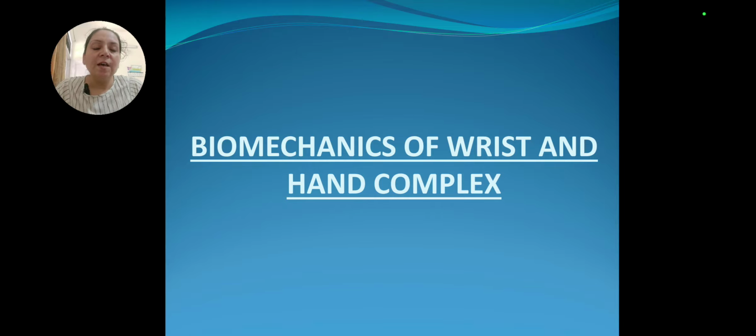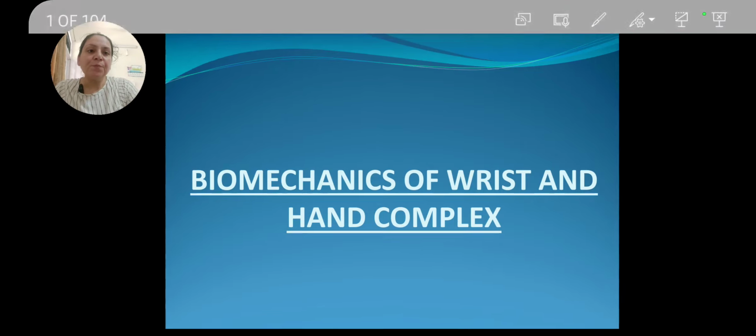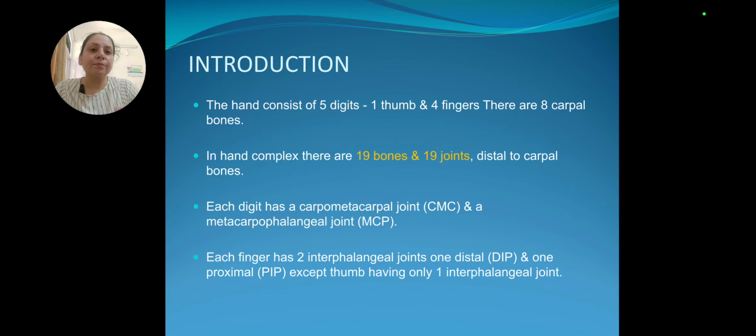Good morning, students. Today we will be going through the biomechanics of the wrist complex. And as you understand, the wrist is a complex because it is not a single joint which is responsible for the movement of the wrist. There are basically two joints, the radiocarpal joint and the mid-carpal joint, which are responsible for the wrist movement. So that is why it is called a wrist complex.